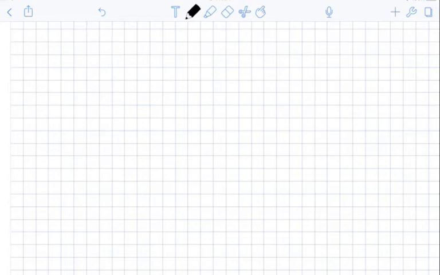Next question is, is every line on the Cartesian plane a function?